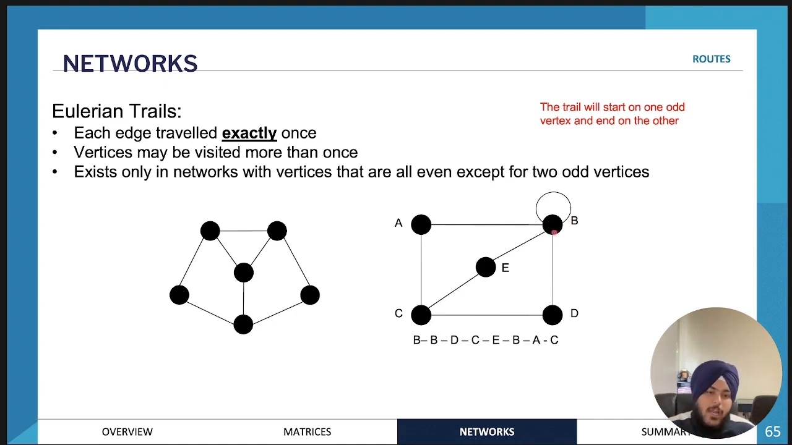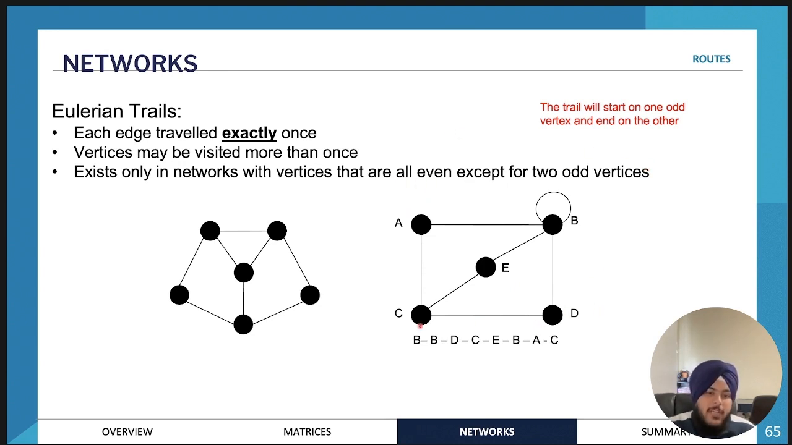So for example, in this one, which vertex is odd? So we have vertex C and vertex B. They're both odd. So 1, 2, 3, 4, 5. Yeah, so they're both odd. 1, 2, 3, 4, 5, and 3. So they're both odd here. So therefore, this will be an Eulerian trail. So all even except two odd vertices.